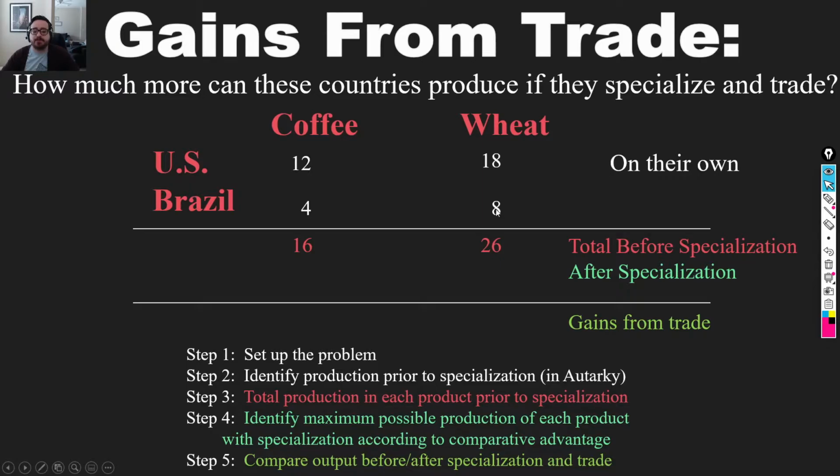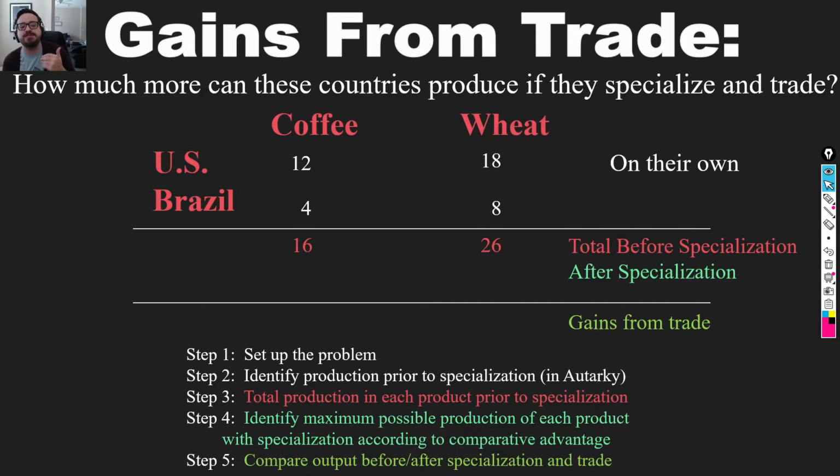So total before specialization. Between the 2 places, they make 16 total units of coffee and 26 total units of wheat, right? If they were to have specialized, listen very carefully, the United States would have made the wheat, Brazil would have made the coffee. Look at your table that hopefully you wrote down or drew down. If you didn't, go back in the video, do write that table down. Or the production possibilities curve. How much would they be able to produce if they produced their maximums?